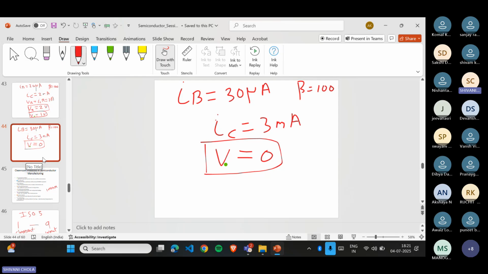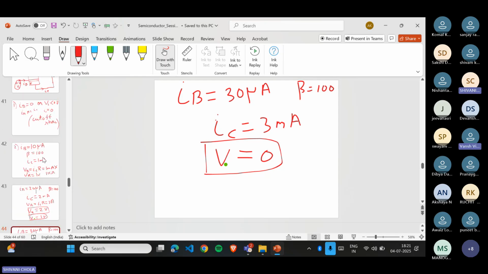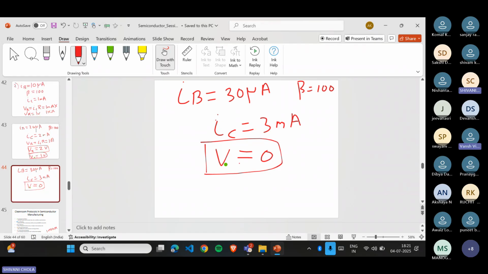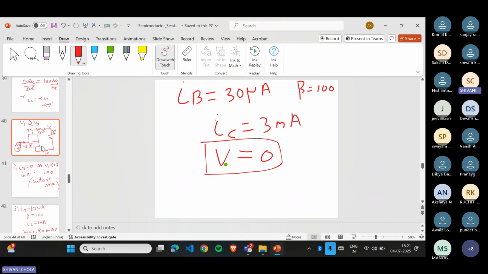You got the question, right? Sir, I have one doubt. Yes, please. Sir, we got IC equal to 3 milliamperes, and to calculate, V is equal to IR, I is 3, and R value is 1 kilo ohm. So we should get 3 volts. How does it come 0?